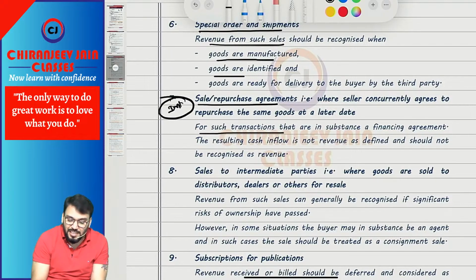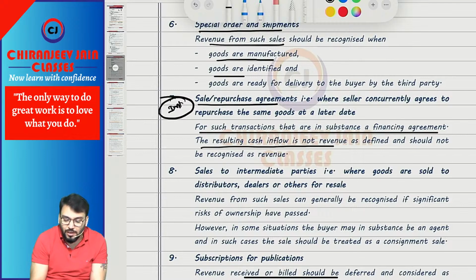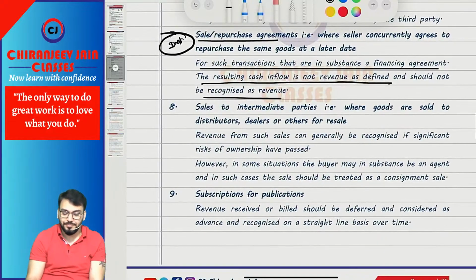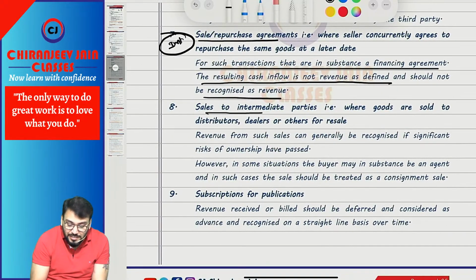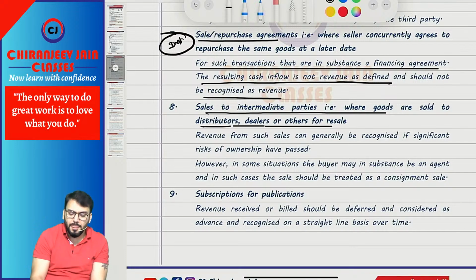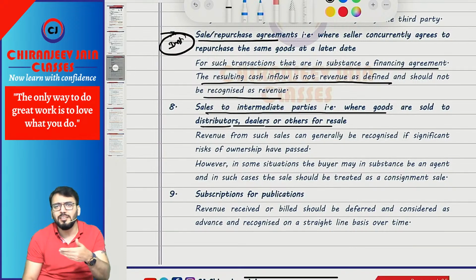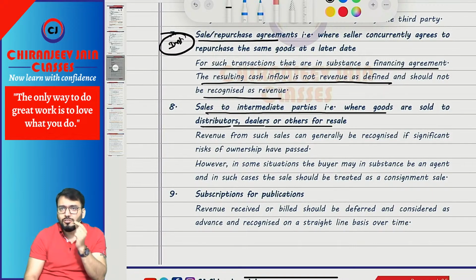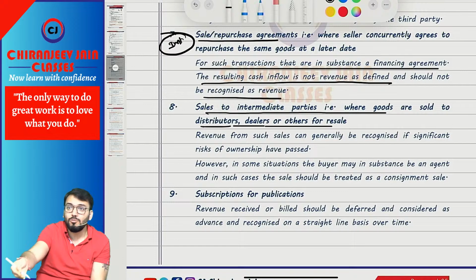So for such transactions that are in substance a financing agreement, the resulting cash inflow is not revenue as defined and should not be recognized as revenue. Correct. Then sale to intermediate parties, when goods are sold to a distributor, dealer or others for resale. Sometimes we sell to what? An intermediate party, and the intermediate party will sell to the end customer. So can I say if the intermediate party is an agent, then we should not recognize revenue. But if they are not an agent, it means control of the goods has been transferred.